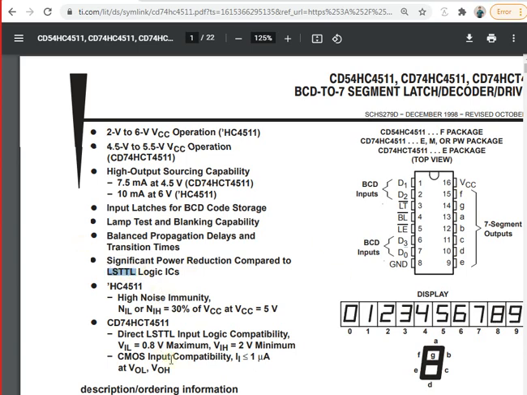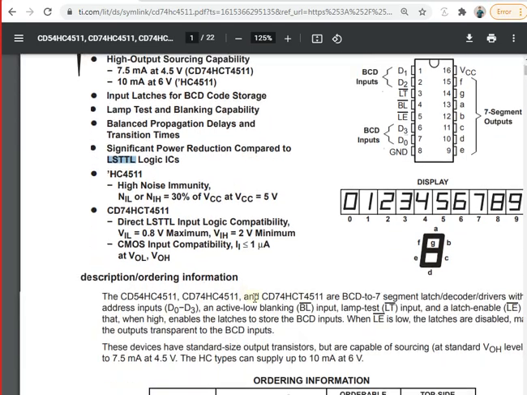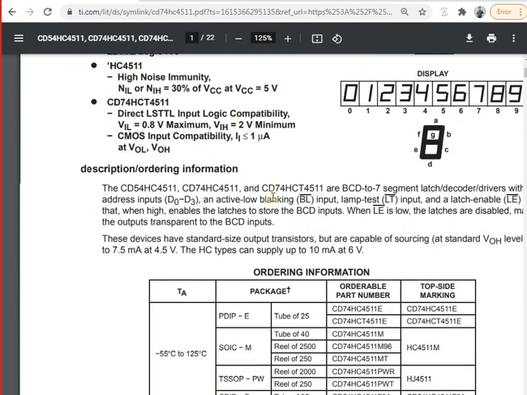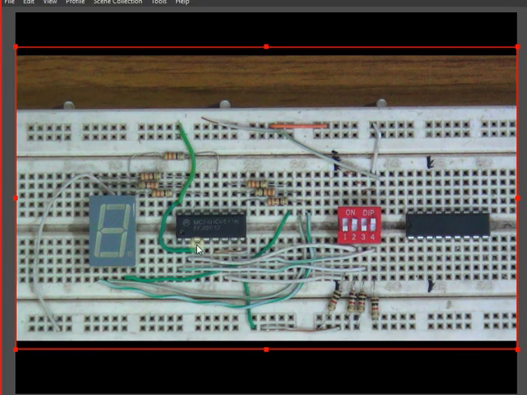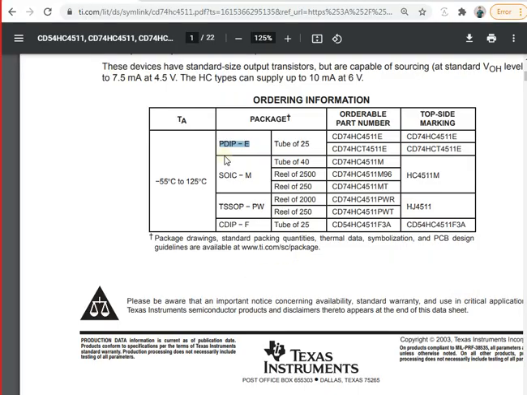Now coming to the next 2 points, they are just the input logic values. If you want to order this IC online, there is ordering information. You can see the packaging. Here it is written PDIP. PDIP means plastic dual inline package. PDIP stands for the very same one which I am using here on this breadboard. So this is the very same IC which I am using here, that is PDIP.